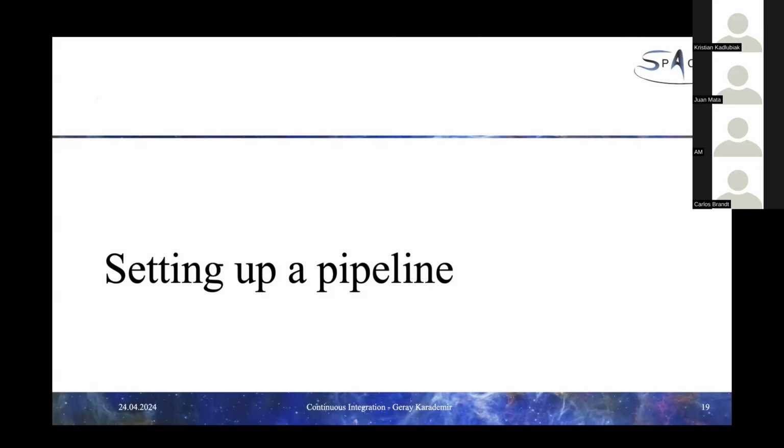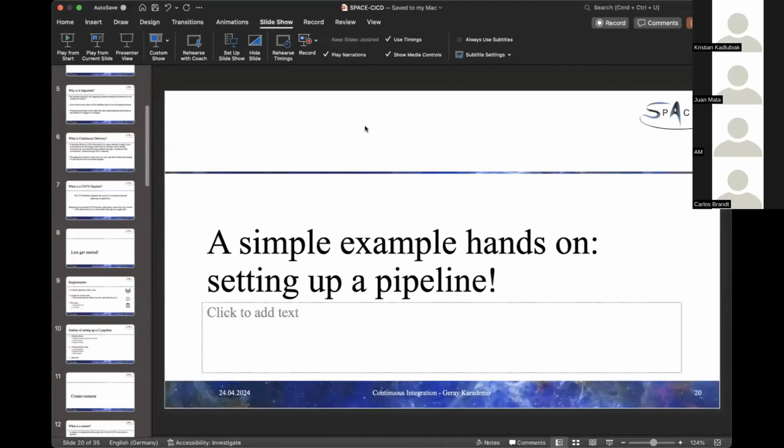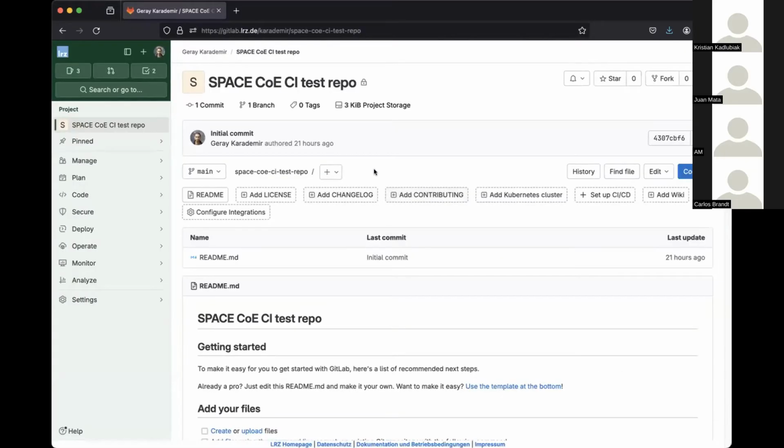Next step, of course, will be that the runner is supposed to run something. So it's about how to set up a pipeline. And this I will do in a hands-on version. So I'll show you everything one more time, but this time I will show you this directly in GitLab at a test repository, which I created for this occasion.